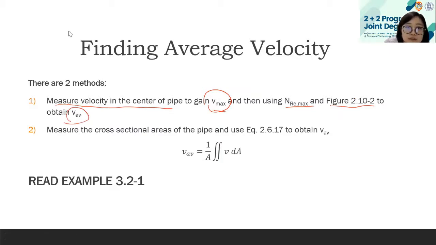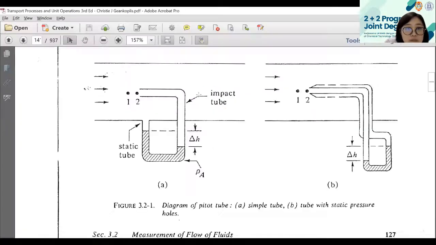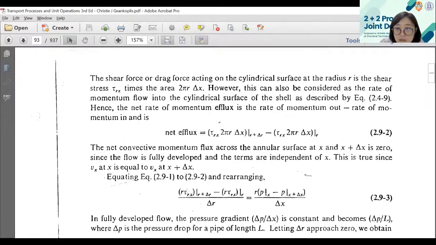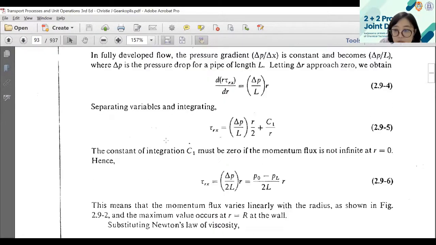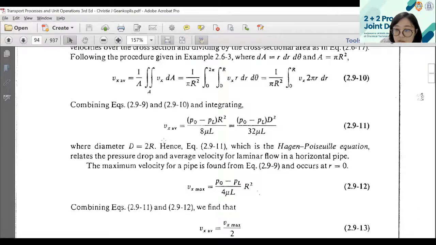So I will try to move to this book again. Let me go to page, let's say 93. Oh no, 90.